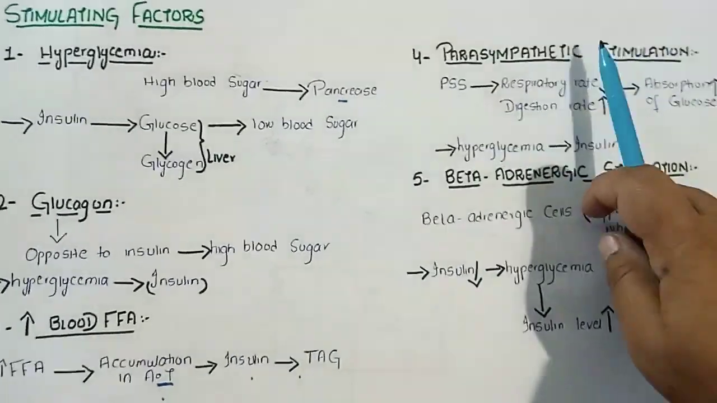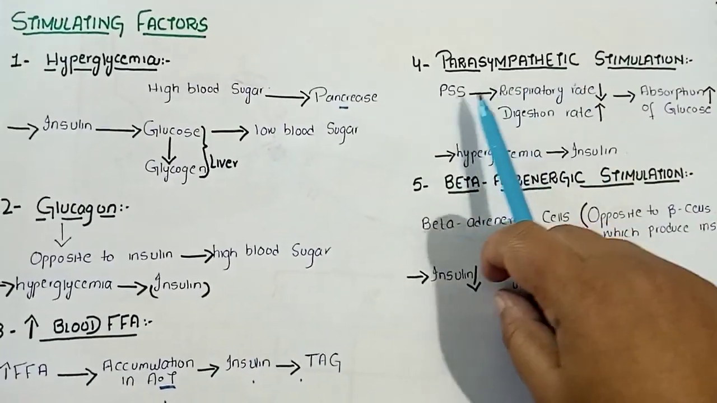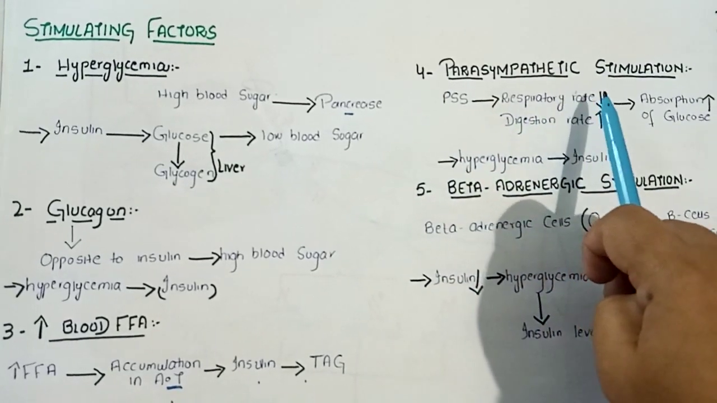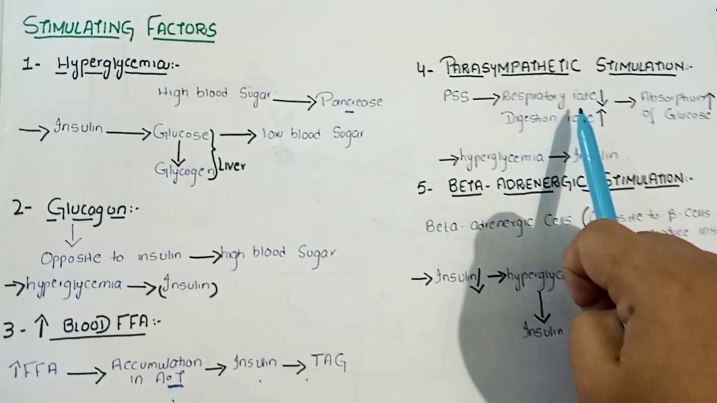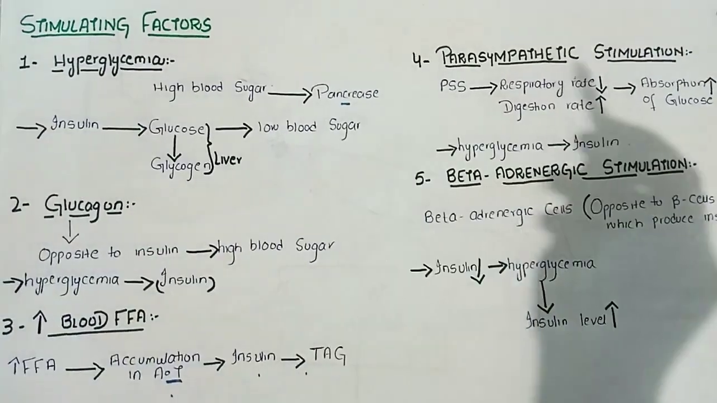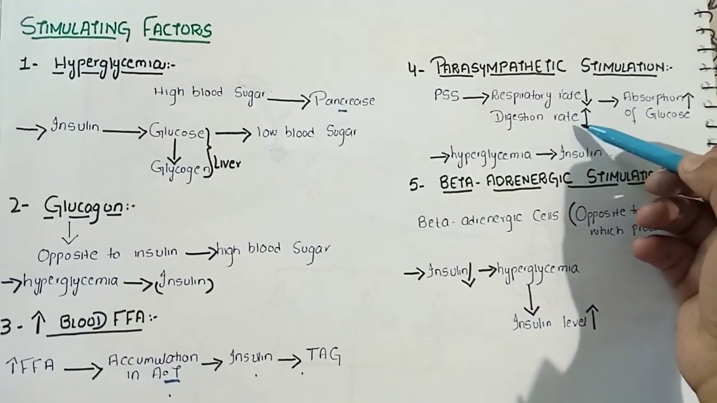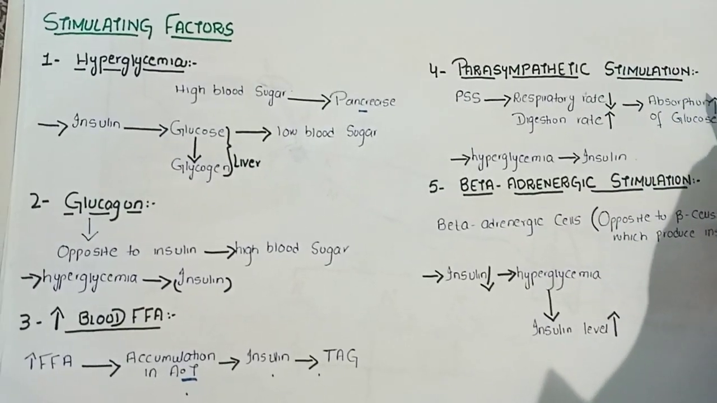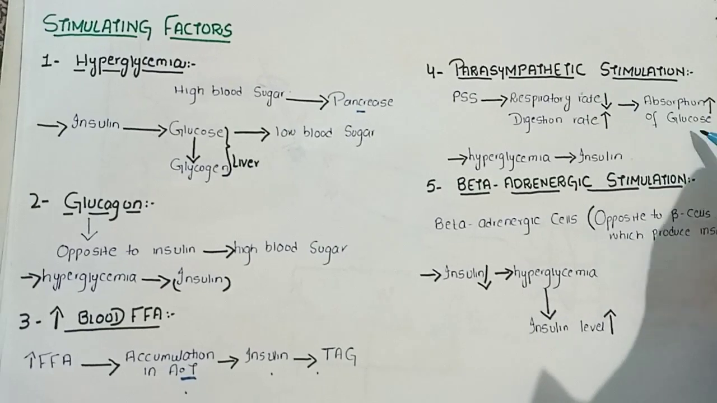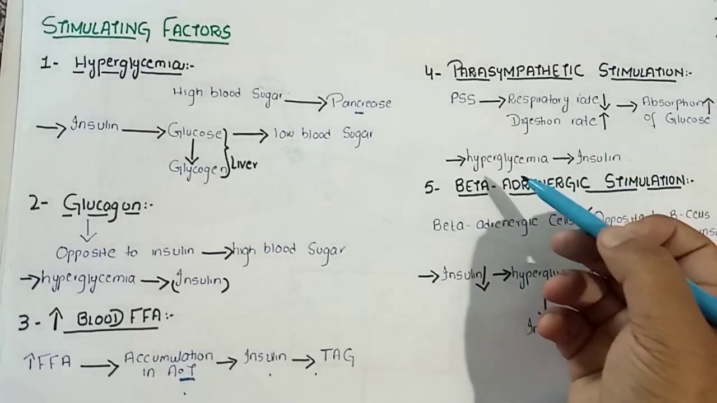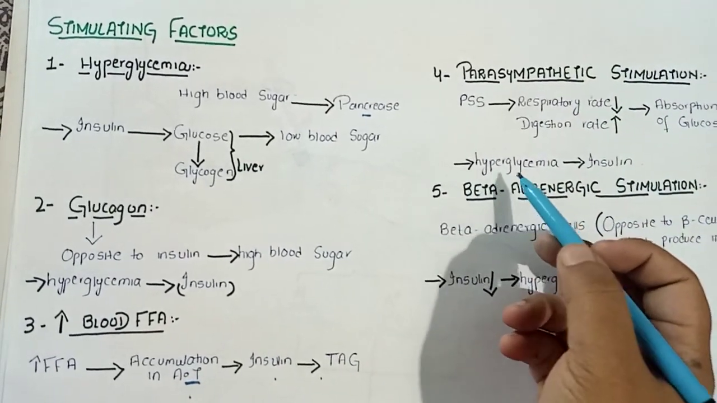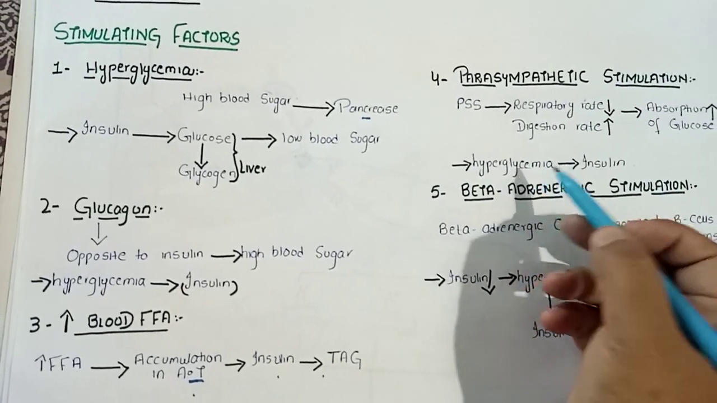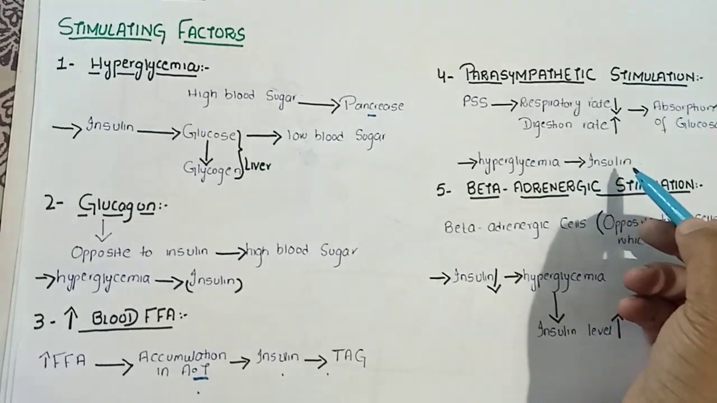And the fourth factor is parasympathetic stimulation. Basically, the parasympathetic condition is a condition in which there is a low respiratory rate and an increased digestion rate. So when the digestion rate of the food is increased, then the absorption of glucose from the food will also increase, and as a result, the glucose level within the blood increases and creates the condition known as hyperglycemia, and hyperglycemia is the stimulating factor of insulin.